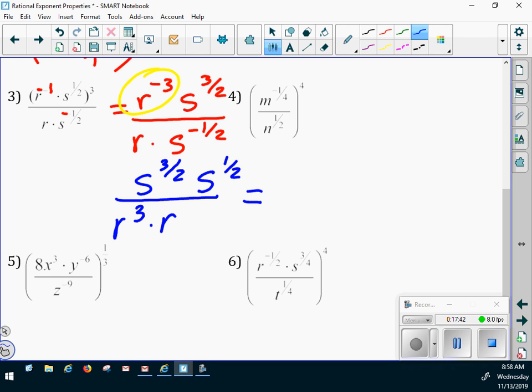When I multiply like bases, what do I do to the exponents? Add them. What's 3/2 plus 1/2? 4/2, which is 2, s squared. No. When I multiply like bases, what do I do to the exponents? Add them. 3 plus 1. So that's r to the 4th.